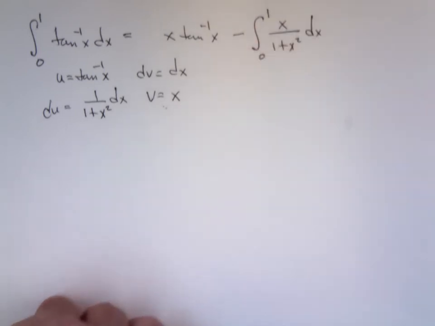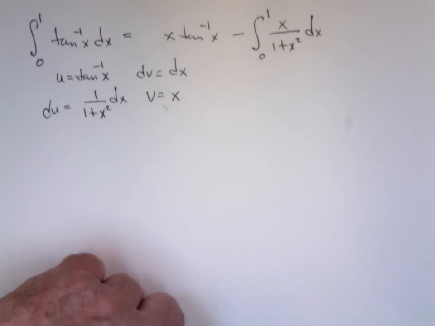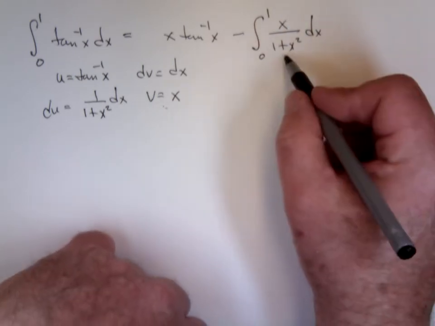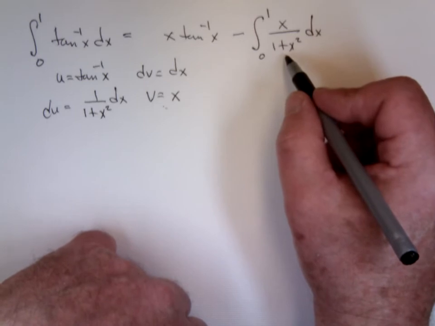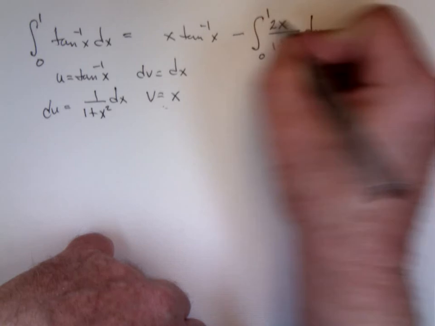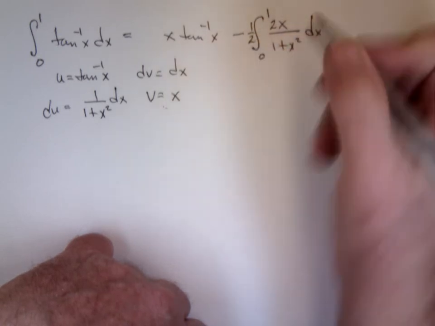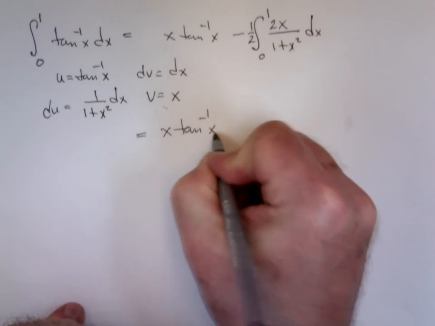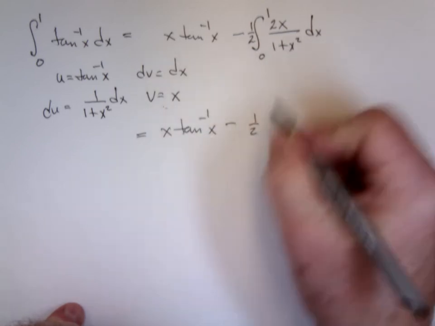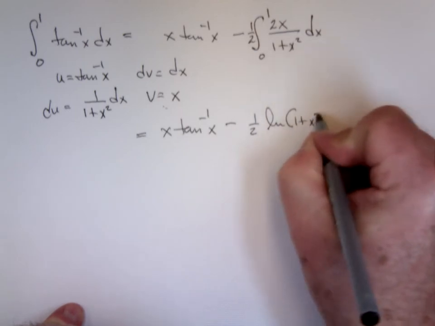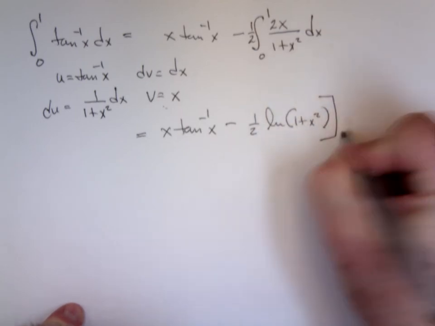Okay? Pretty simple integral, 1 over u du form. U is 1 plus x squared. The du is 2x dx. We have an x. Let's multiply by 2 and by 1/2. That gives us x inverse tangent x minus 1/2. It's 1 over u du, natural log, 1 plus x squared, from 0 to 1.